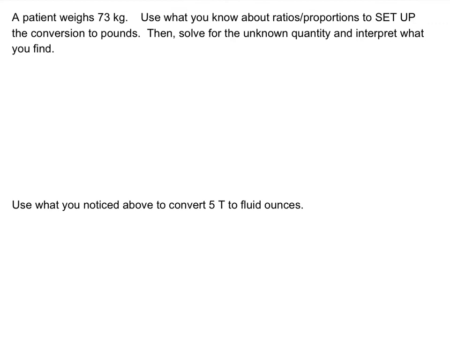So here we're saying a patient weighs 73 kilograms. We need to use this information and what we know about ratios and proportions to set up this conversion to pounds. And we're going to rearrange this for the unknown quantity, and I'll show you what I mean by that. So what we want to do is change 73 kilograms into an appropriate amount of pounds. If we were to set this up using ratios and proportions, we know that there are 2.2 pounds for every 1 kilogram.